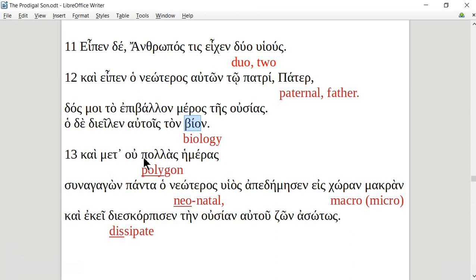Bion, biology. Polas, polygon, having many corners. Neo, as in neonatal, newborn. Macran, from this we get macro, and the opposite is micro. So macro, something big, and micro, referring to something small. Diascorpicen, so the root form of this is dia. Going through Latin, it changed to dis, but you can still see the di is there. So that's related to that.